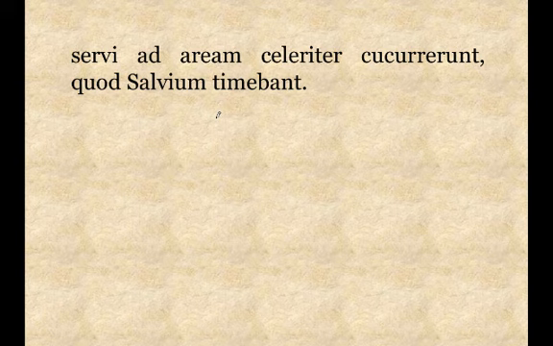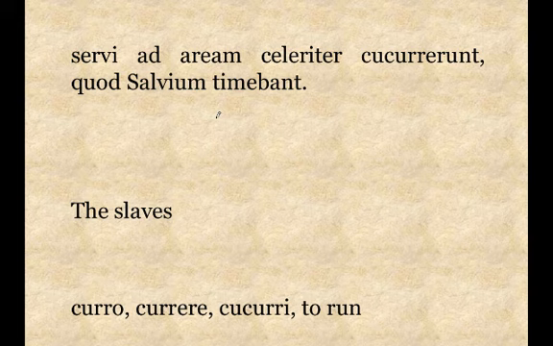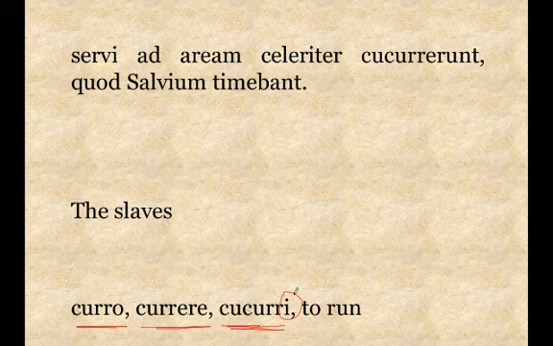The slaves. That's going to be our nominative plural subject. Now, before we go on, let's review the format of the dictionary now that we have entered Book 2. When you look up a verb, you're going to have the present tense I form, followed by the infinitive, followed by the perfect tense I form. Remember, the I on a perfect tense means I did the action. So the word cucurri would mean I ran.